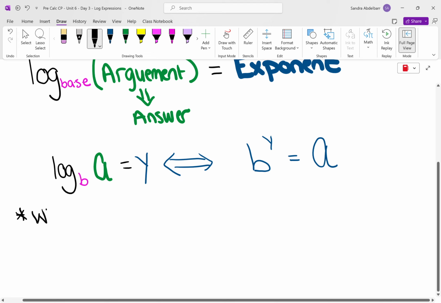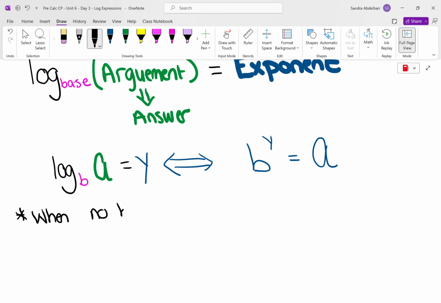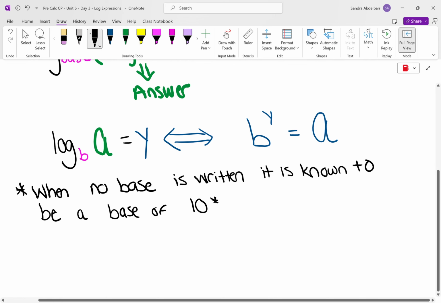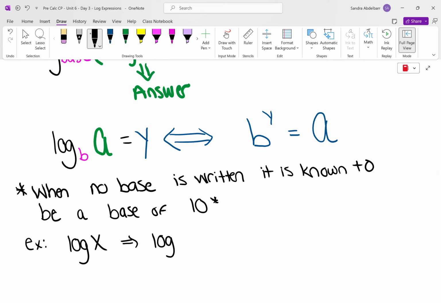When no base is written, it is known to be a base of 10. So an example would be if I just have log x, that's the same as log base 10 of x.